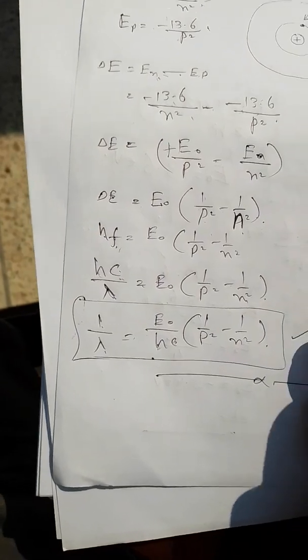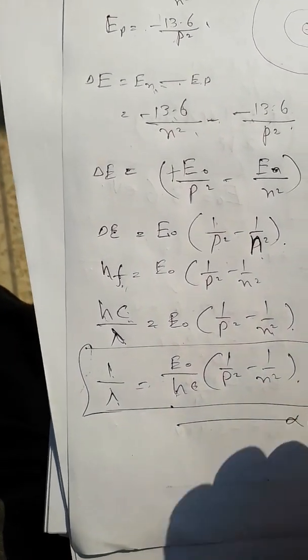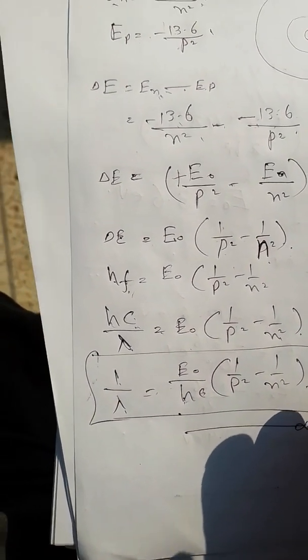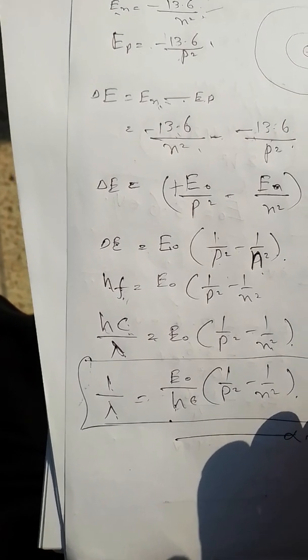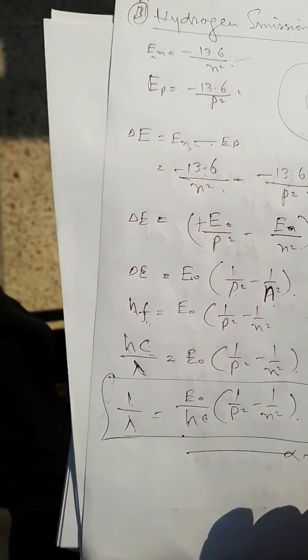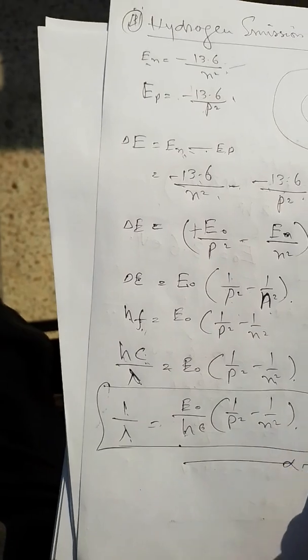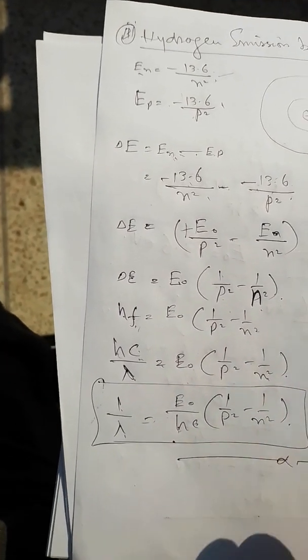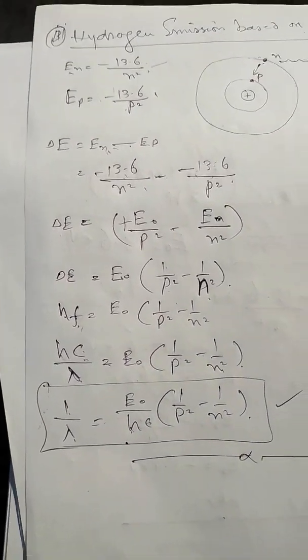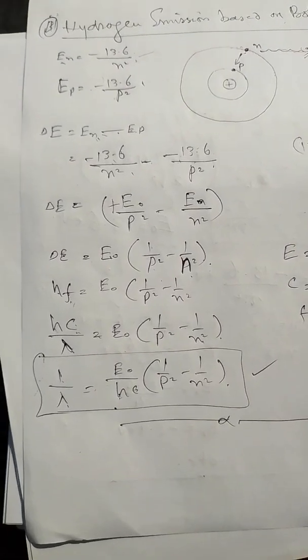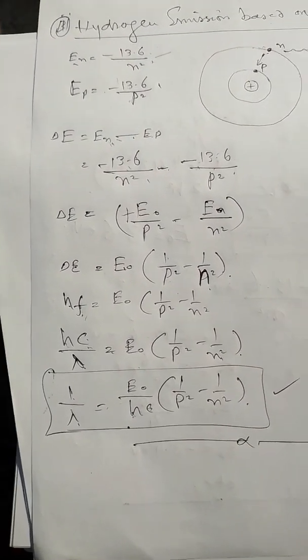This is actually the emission spectrum of hydrogen, which was derived by Balmer in the previous topics, and again it is derived by the Bohr theory. So it means the Bohr theory is valid in explaining the emission spectrum of hydrogen.